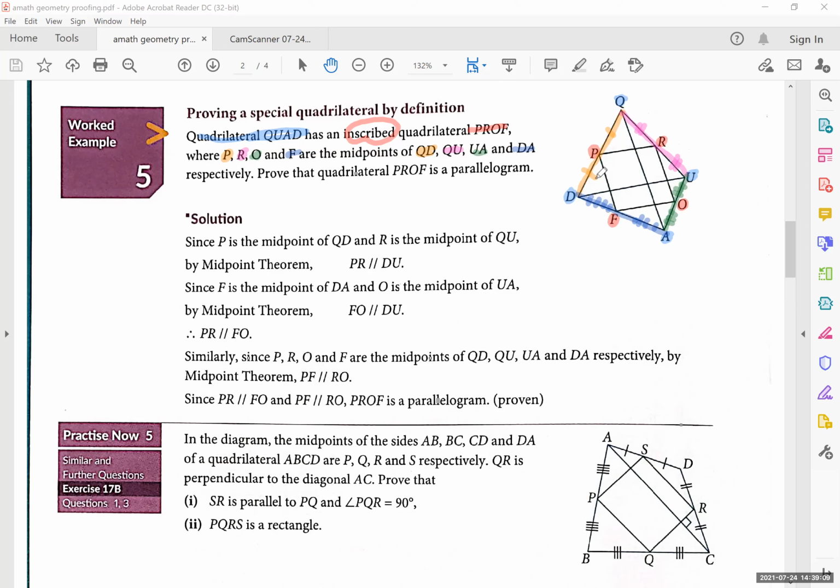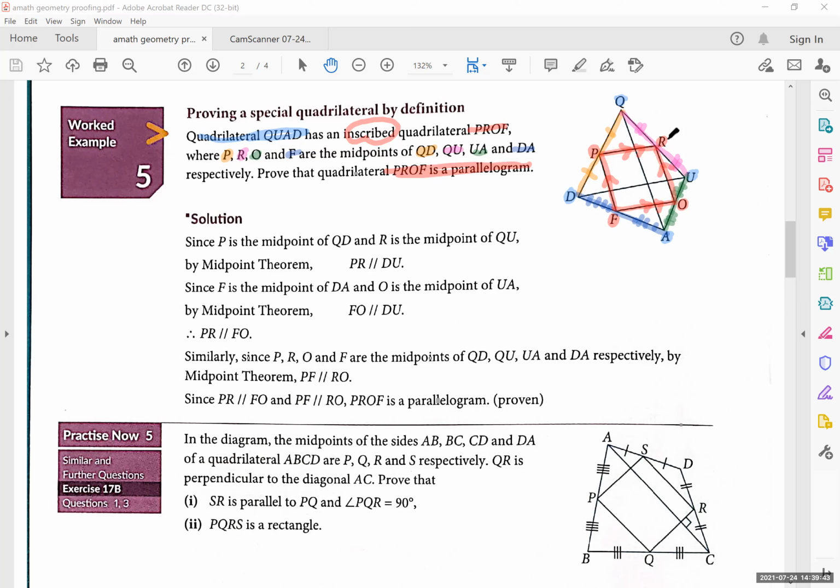All right. Now, they say prove that the quadrilateral PROF, the one in red, is a parallelogram. So for it to be a parallelogram, you need to understand that we need to prove that there are two parallel lines. Understand, guys? Yes. So we need to prove that this is parallel to this and this is parallel to this. So how do we go about proving? We can use midpoint theorem already.